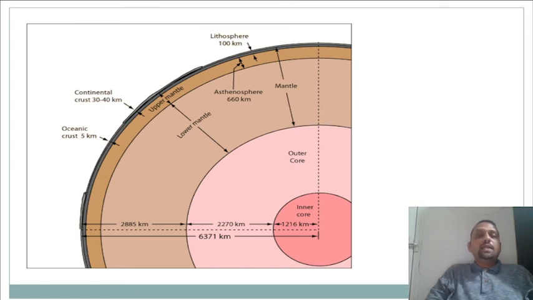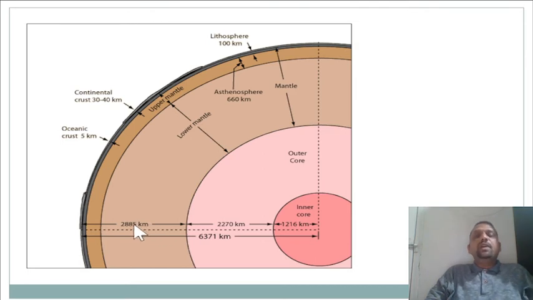Okay, so this is the diagram of the interior of the earth. Here you can see this is the lithosphere, about 100 kilometers. The continental crust is about 30 to 40 kilometers, and the oceanic crust is about 5 kilometers. So the width of this particular layer varies from 5 kilometers to 100 kilometers. This is the upper mantle, and the distance from the boundary of the outer core to the crust, the distance of the mantle, is 2885 kilometers.